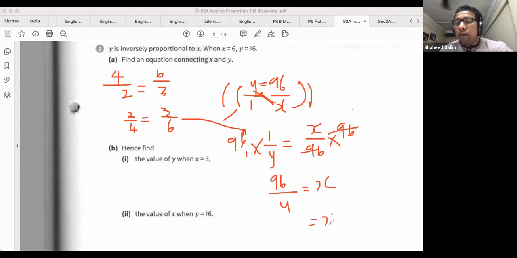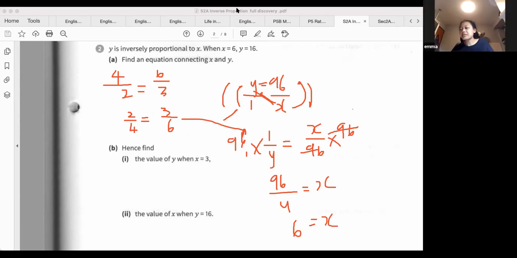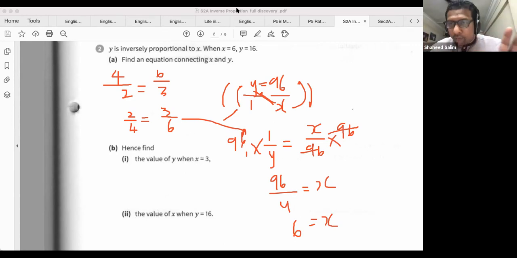Are we okay, Emma? If I'm going too fast, don't nod your head. If you don't get it, say you don't get it. Which part you don't get? No, I got the same answer, but I did it differently. Okay, no problem. Are you confident with your method?